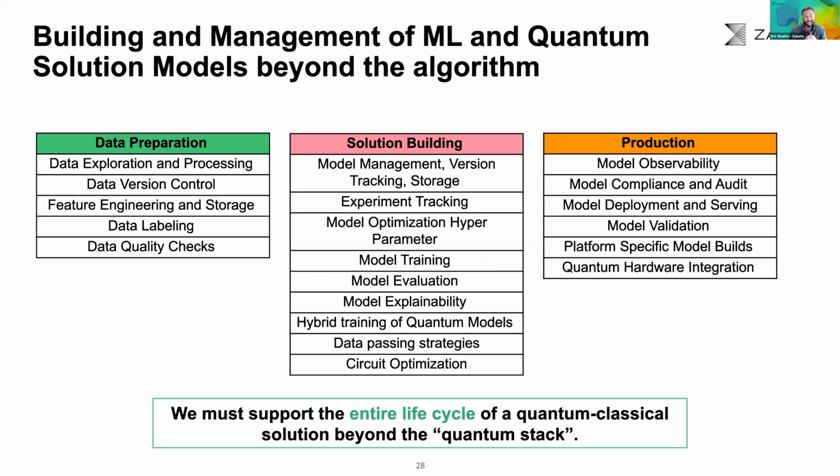And because 80% of the solutions that we develop for quantum really are still classical, we can look at what it takes to actually build, maintain, and deploy a machine learning model, and add the additional issues of circuit optimization and quantum hardware integration with it as well. So as you can see here, we've got a list of things that are all involved in enterprise machine learning, and these will be the same issues that we need to worry about when we're deploying quantum solutions as well. So we need to be able to support the entire life cycle of a quantum classical solution beyond developing the algorithm.